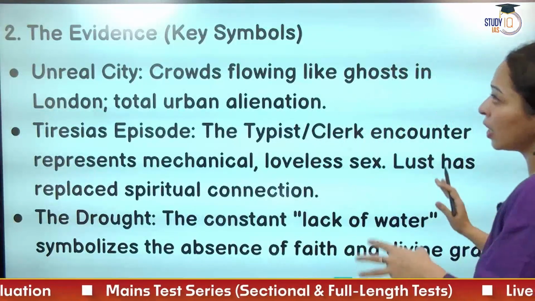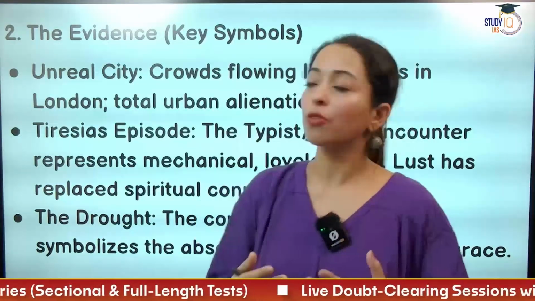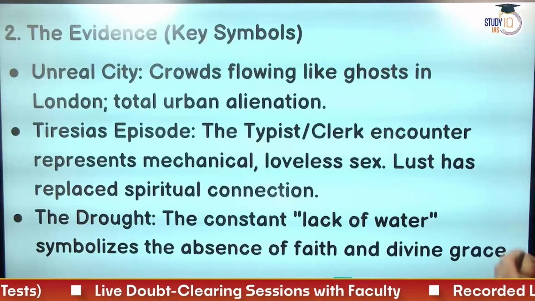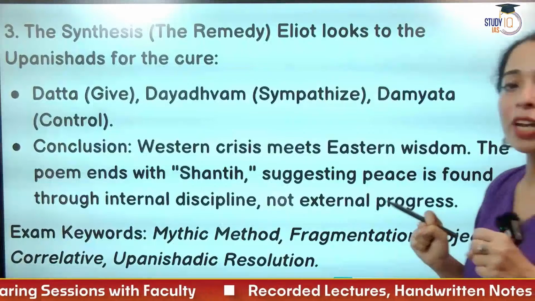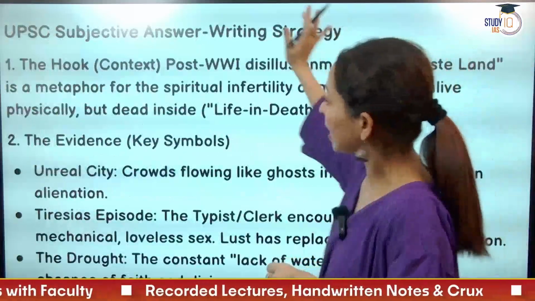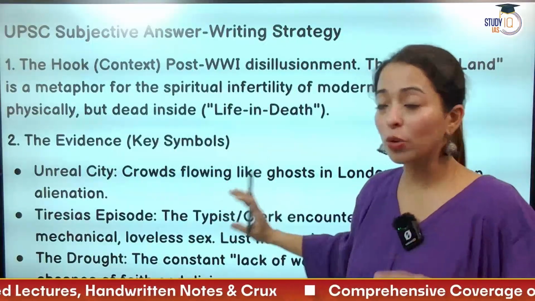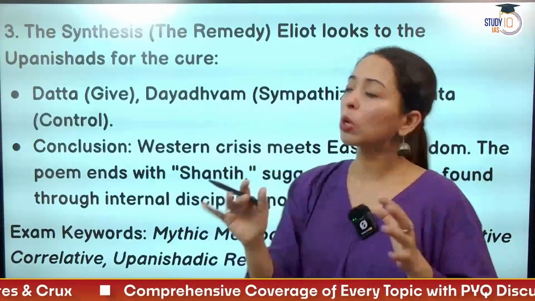Now over here you're talking about this, then comes your element of how you're going to give evidence for your answer. So Unreal City, crowds flowing like ghosts in London, the Tiresias episode. Okay, so you're talking about this. Now the synthesis. First we had the hook. Then comes the evidence wherein you're looking at the elements, and then comes the synthesis. So this is where your conclusion happens.